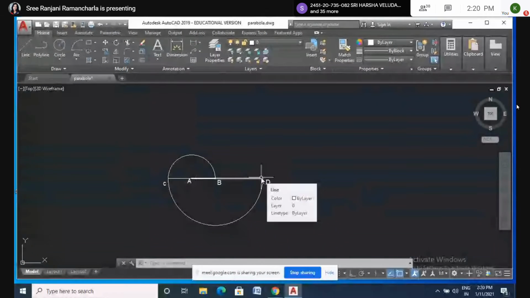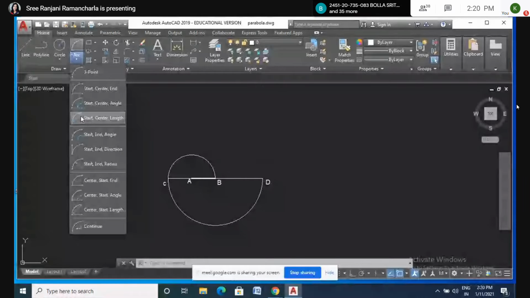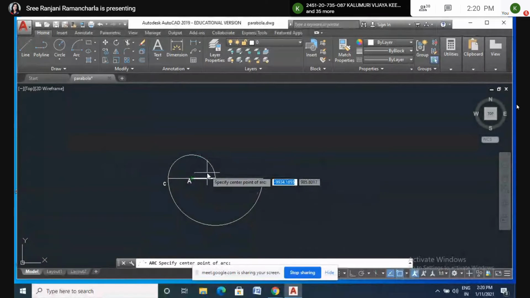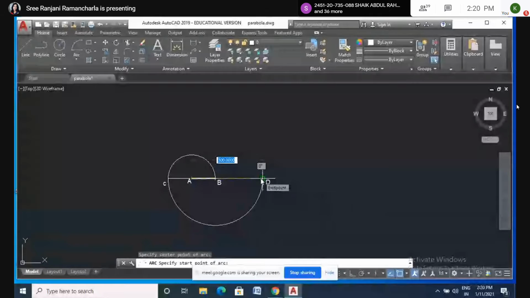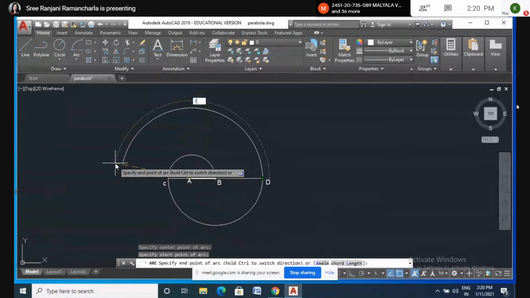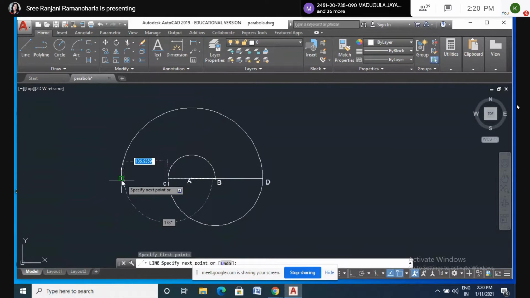Okay. Now we have to draw one more semicircle like this. So you can draw very easily with compass. A as a center, AD as a radius, then you can draw the semicircle. Now it is asking center point. So I want to take this as a center point. Now starting point is at D. So here it goes like this. So how much is the degrees? 180. So again, I want to show a straight line here.